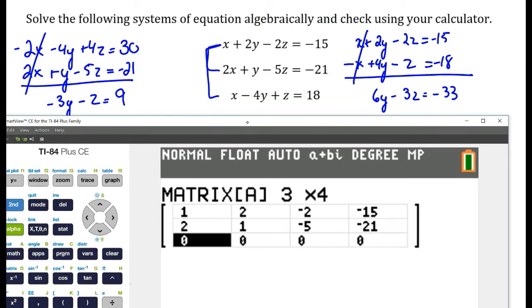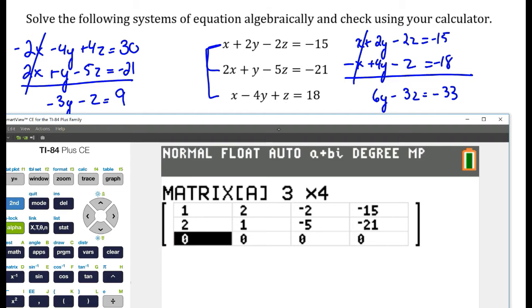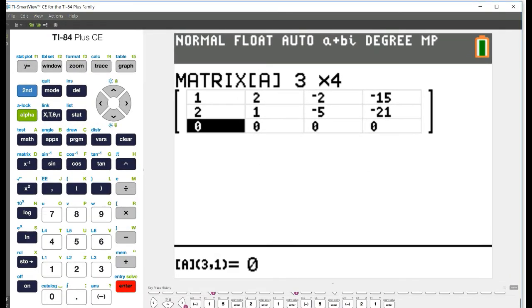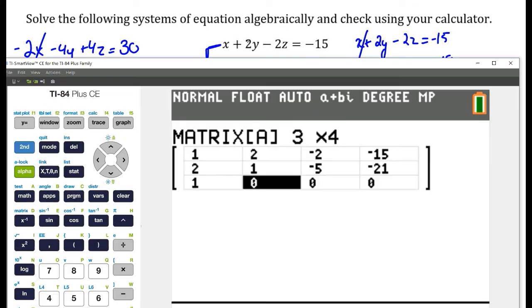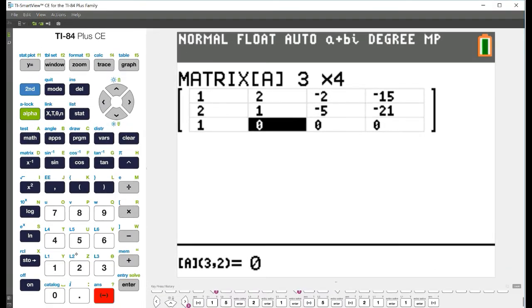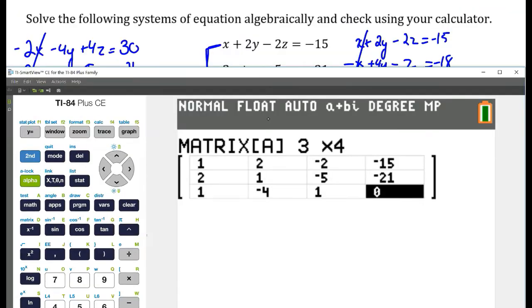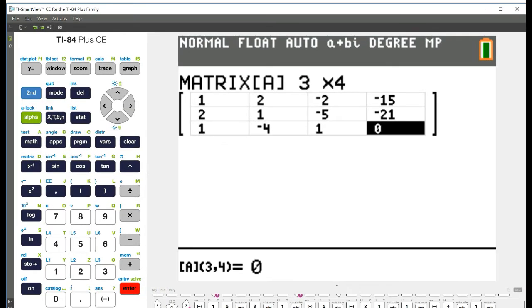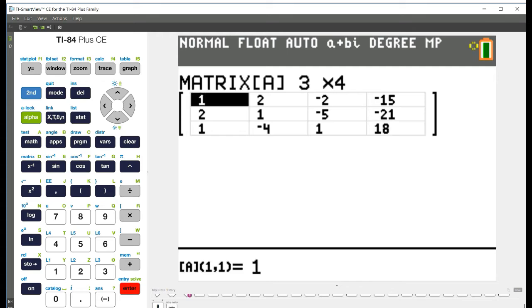And then the last row is going to be 1, negative 4, 1, positive 18. So the first column represents our x's, the second column represents the coefficients of the y's, the third column represents the z's, and this last column represents the constant numbers.